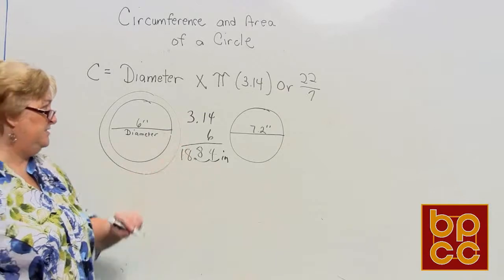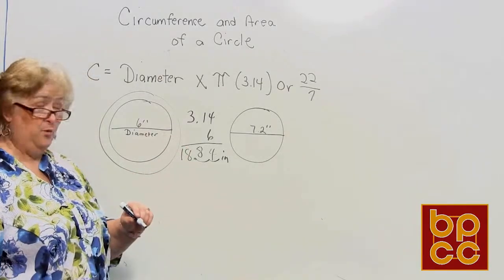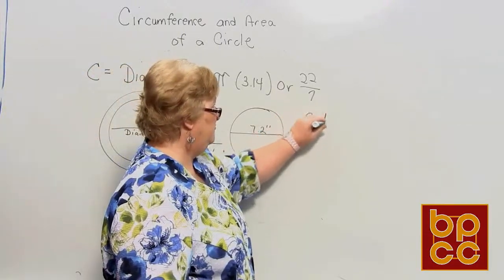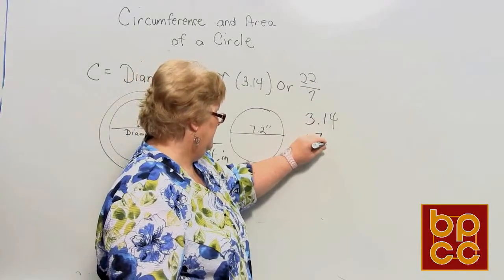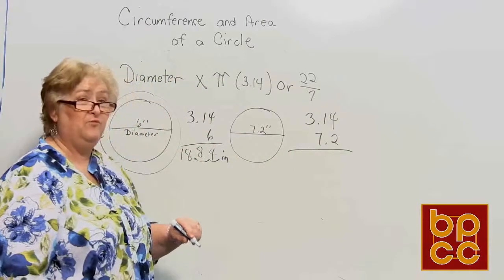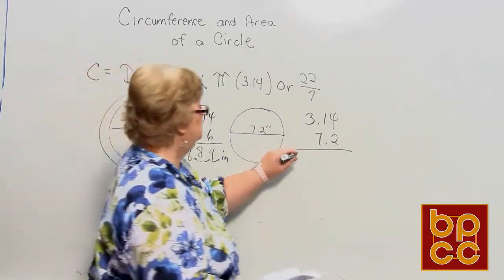All right, let's try this decimal one. The diameter has been given as 7.2. So I'm going to take the 3.14, which is pi, and I'm going to multiply by 7.2. Now I'm going to go ahead and write the answer, and then we're going to place the decimal, okay? The answer on this one.